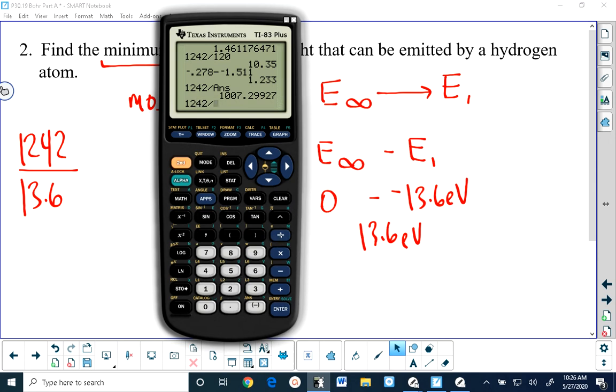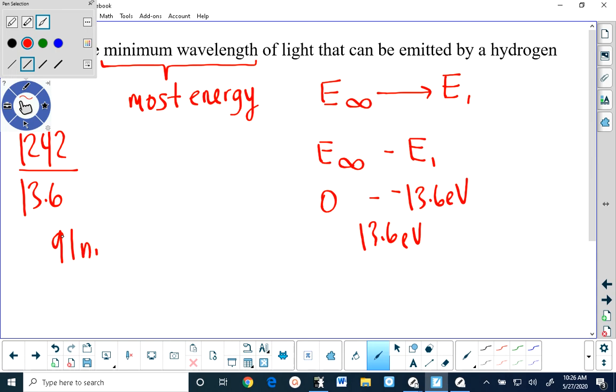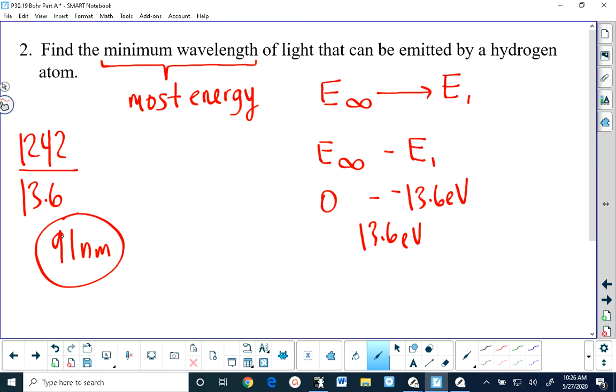(1242) divided by 13.6 gives 91 nanometers. So the shortest wavelength of radiation that hydrogen can emit is a 91 nanometer ultraviolet photon. By the way, there's a reason why the negative numbers are in the energy level diagram, but we just can't get into why because of our time limitations here.